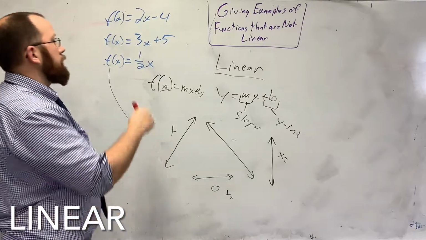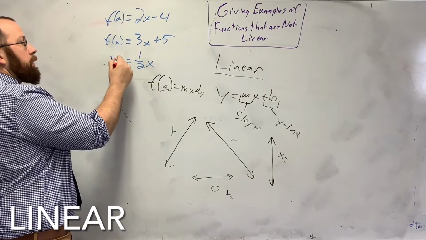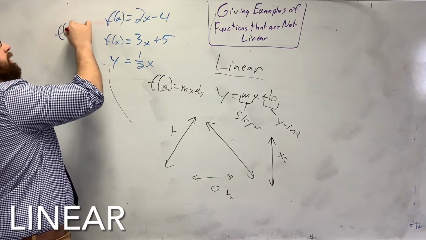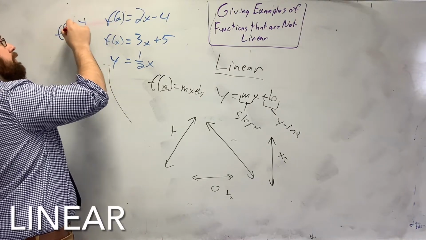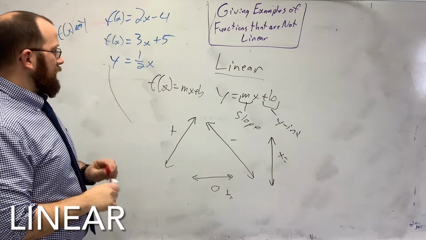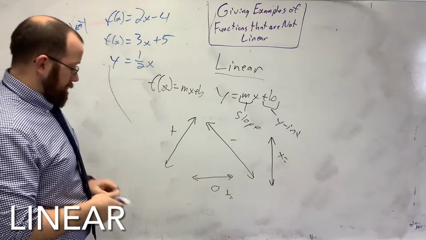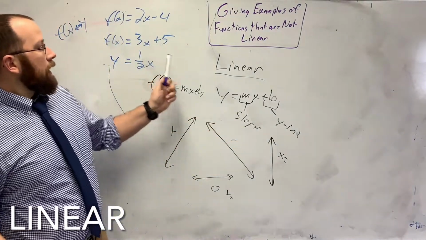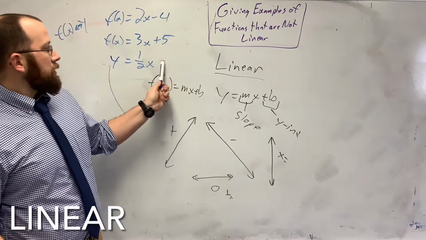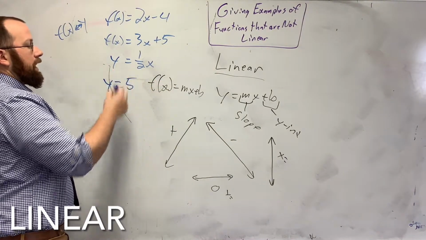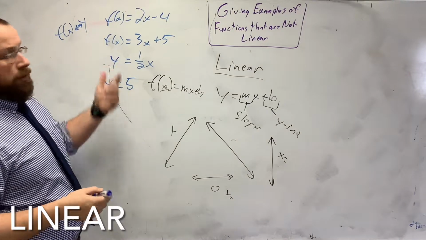Now if you want to switch this to y, it's fine, because f of x is the same thing as y. So it doesn't matter which one you put. I just like it when I talk about functions that have f of x there. So those are all linear. They all have a slope and a y-intercept. This y-intercept here is 0. I could also do y equals 5. My slope is just 0 there.